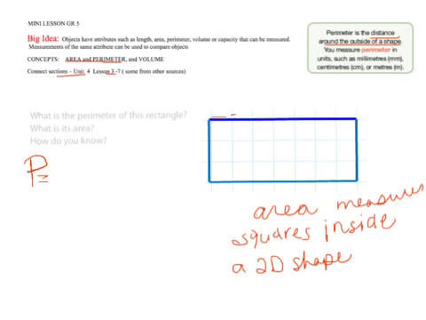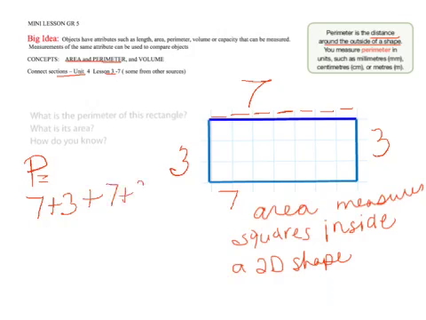So 1, 2, 3, 4, 5, 6, 7 has a length of 7 and a width of 3. Over here it would also have a length of 7 and another width of 3. So to figure that out, we would have to add them all up. 7 plus 3 plus 7 plus 3. 7 and 3 is 10, plus another 10 would equal 20, and we would just put centimeters.